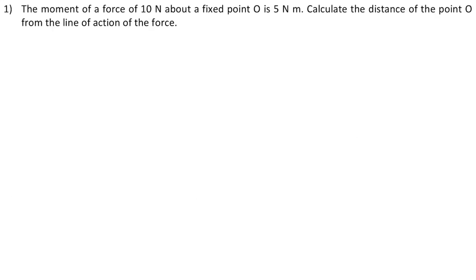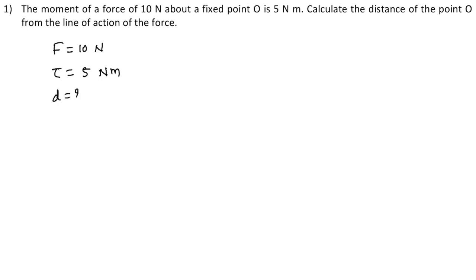So let us start. Numerical number 1. The moment of a force of 10 Newton about a fixed point O is 5 Newton meter. Calculate the distance of the point O from the line of action of force. So what is given to us here? The force value is given 10 Newton. And the torque value is given 5 Newton meter.